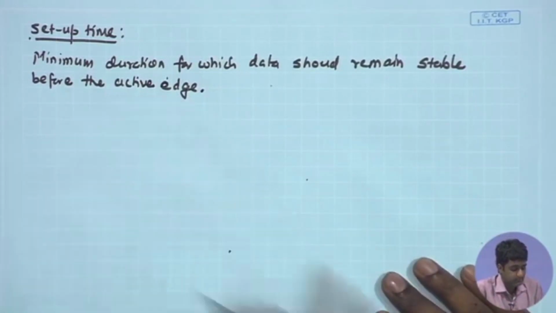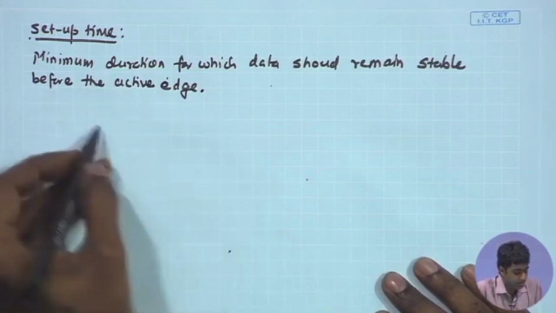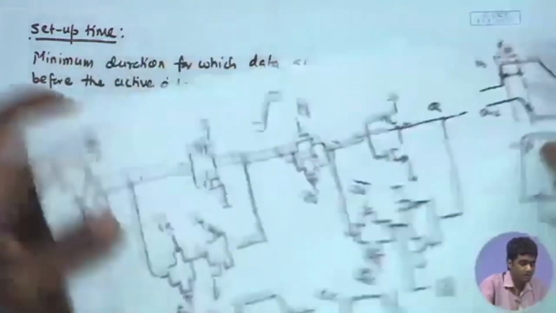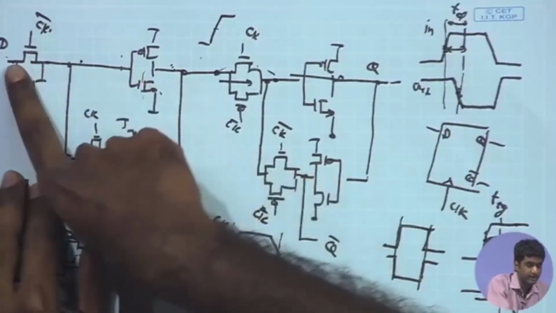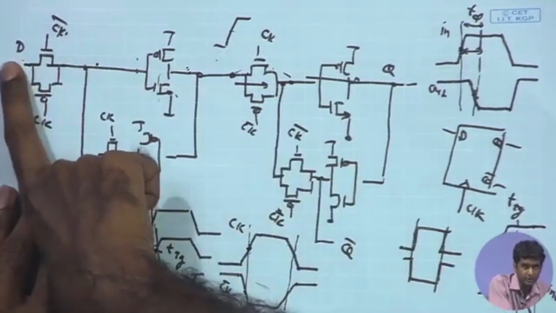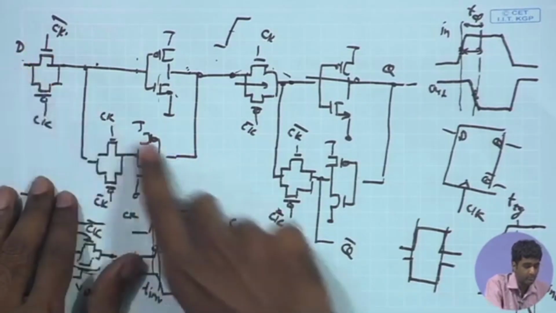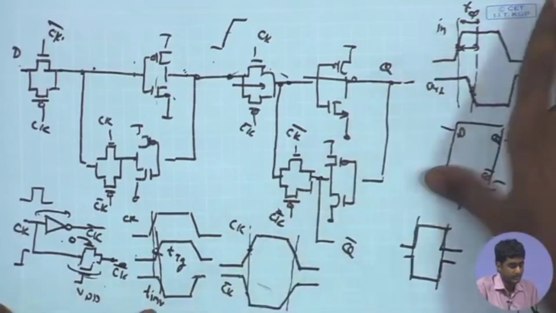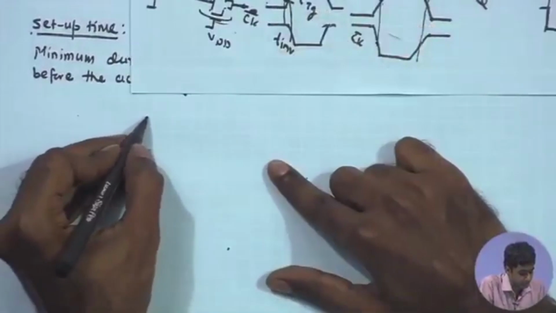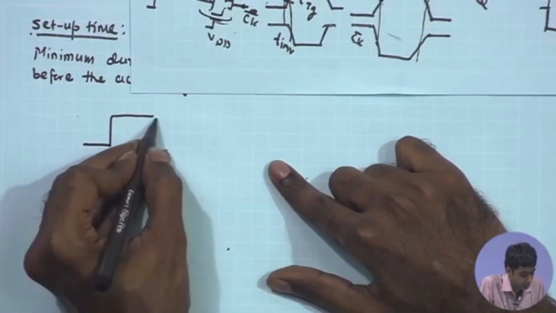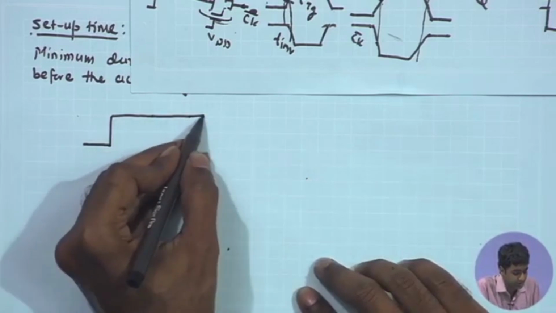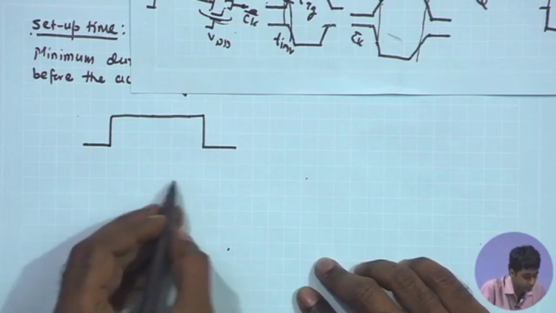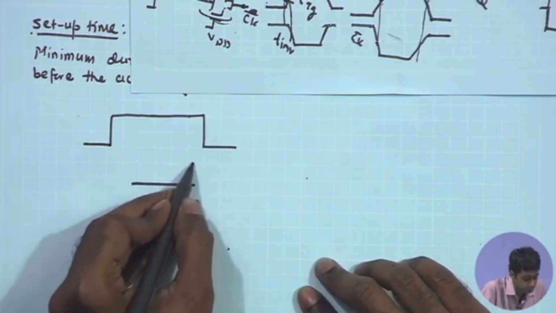So, here if I look at the definition, we are trying to see what is the minimum duration for which the input data over here, D, should remain stable before the positive edge of the clock. So, that means that if you are looking at the data, it can change at any arbitrary point. Suppose it is coming from some logic gate, it can change at any arbitrary point, and the positive edge of the clock is coming immediately before the data transition.